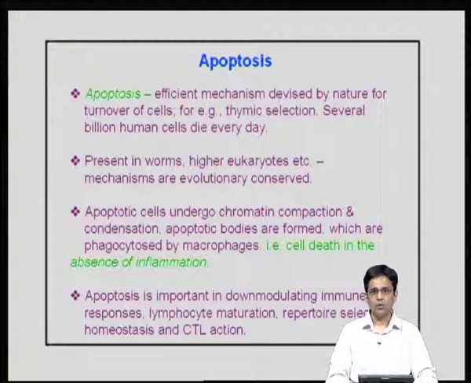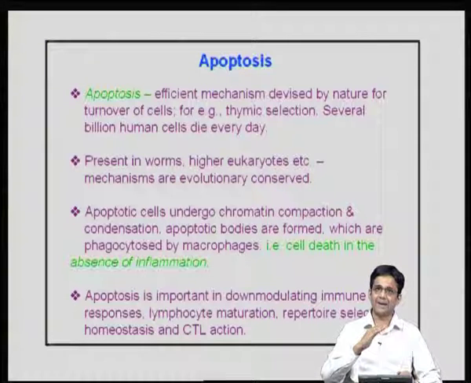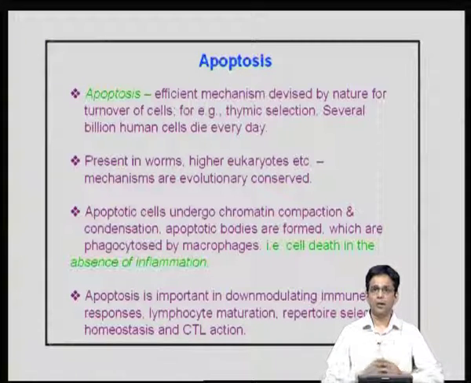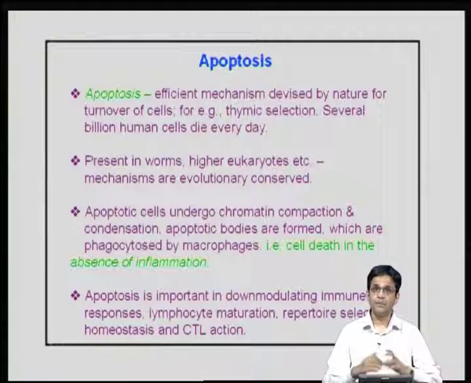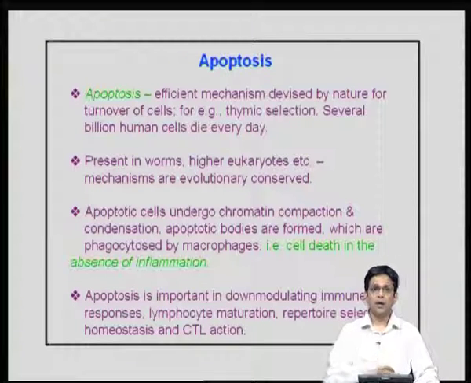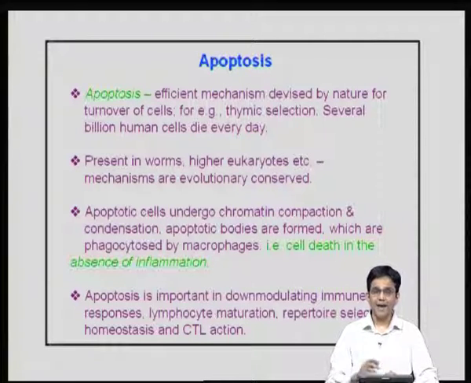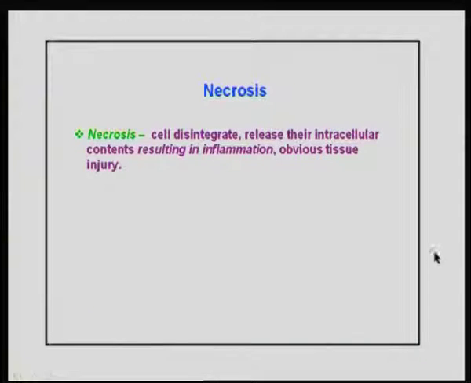Apoptosis plays a very important role in down-modulating immune responses. So, once you have T cell activation, you would need to bring these down. Lymphocyte maturation, repertoire selection in the thymus, for example, thymic differentiation and selection, and cytotoxic T lymphocyte action. So, these are important aspects that will be covered.